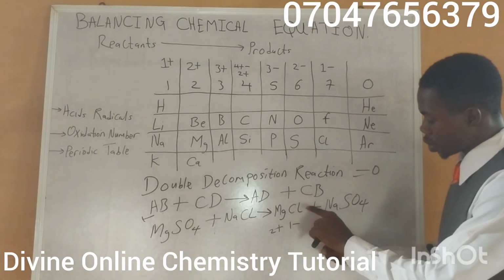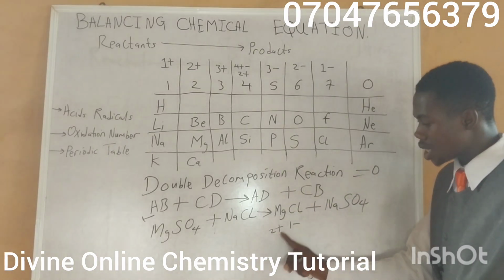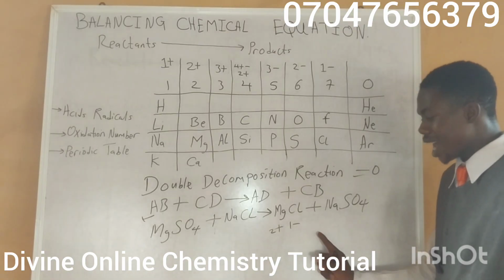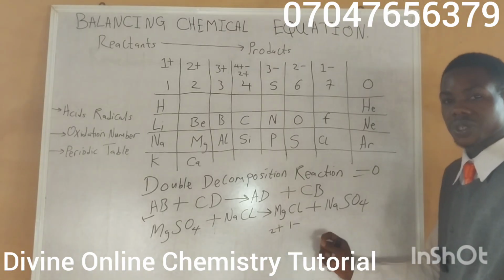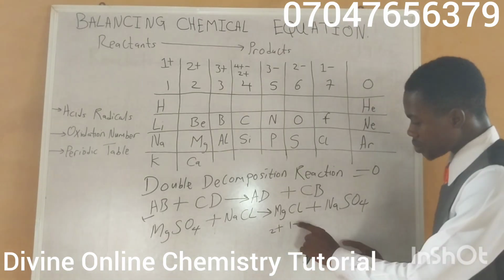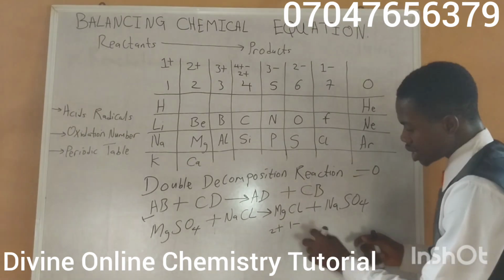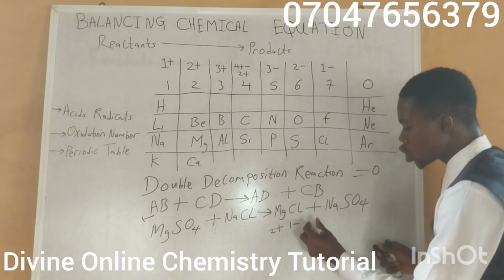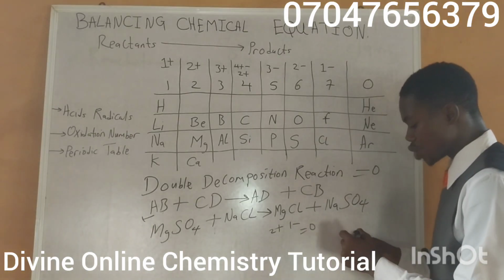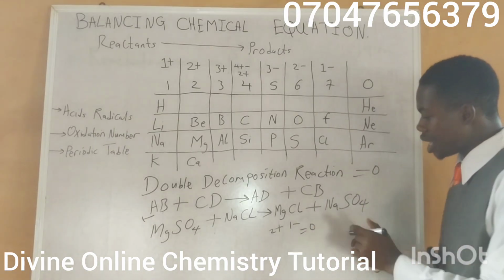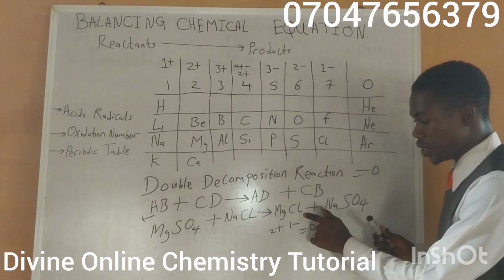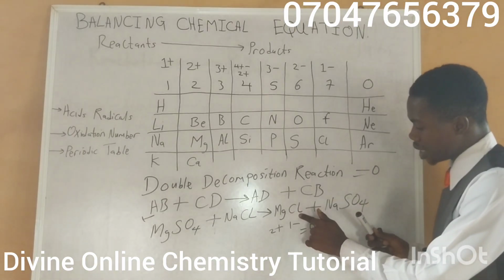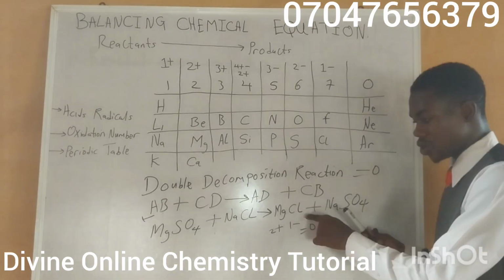Now, if you look at this equation very well, magnesium is 2 plus, chlorine is 1 minus. And in a balanced chemical equation, everything must equal 0. Because minus means you are owing, and plus means you want to pay. For everything to equal 0, which means you are not owing, we need to have another atom of chlorine here, because we only have one chlorine.